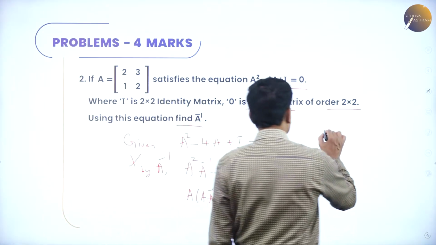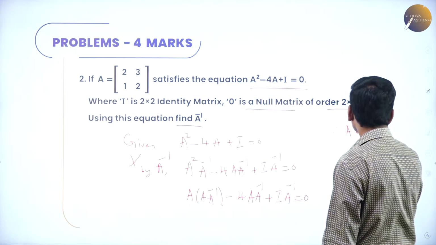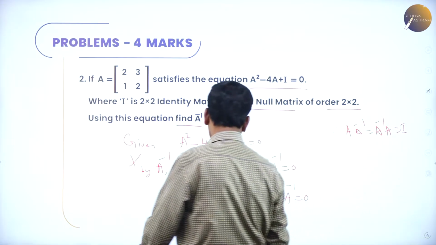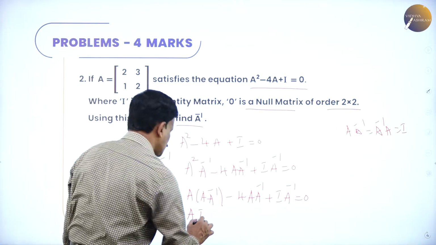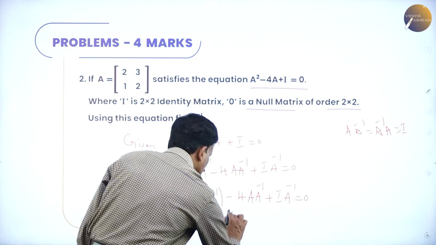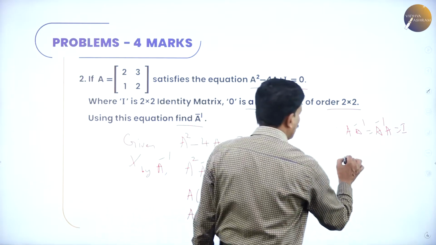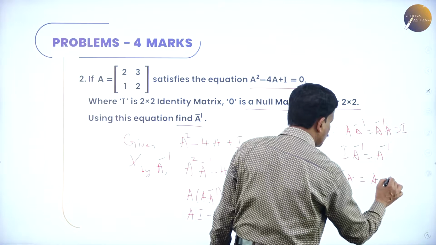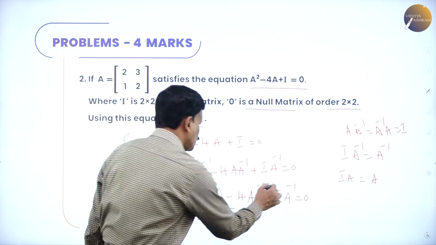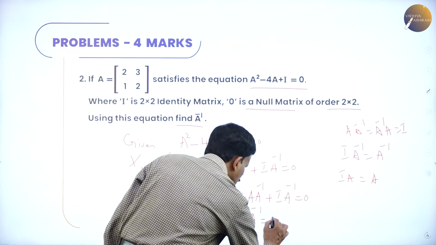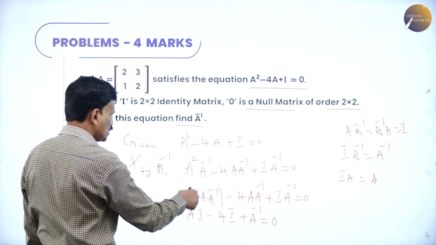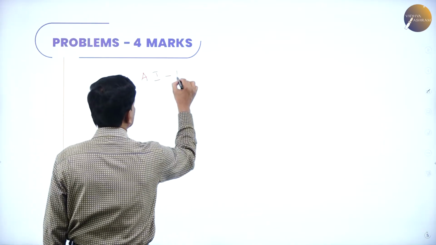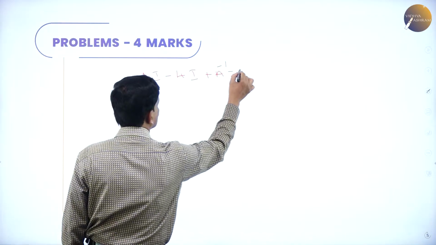Since, as I told just now, A into A inverse is equal to the identity matrix, this is A into an identity matrix minus 4 into A inverse plus identity matrix into A inverse. An identity matrix into any matrix is equal to the same matrix. I into A is equal to A. I into A inverse is equal to A inverse. So, I into A inverse is nothing but A inverse, equal to 0. Okay. Now, A into I minus 4I plus A inverse is equal to 0.